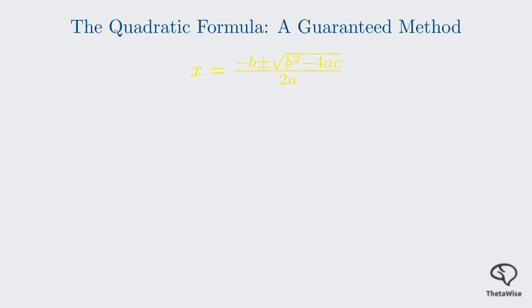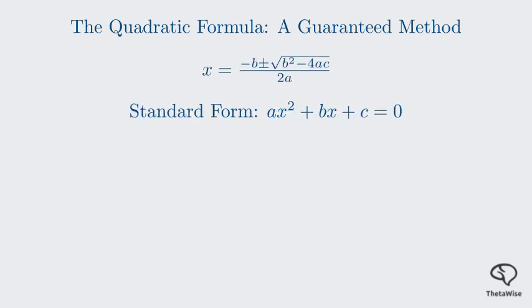Our goal is to simply plug the correct values for a, b, and c into this formula. Before we can do that, our equation must be in the standard form, ax squared plus bx plus c equals 0. This is a very important first step. The equation has to be set to 0. If it isn't, you need to rearrange it first.